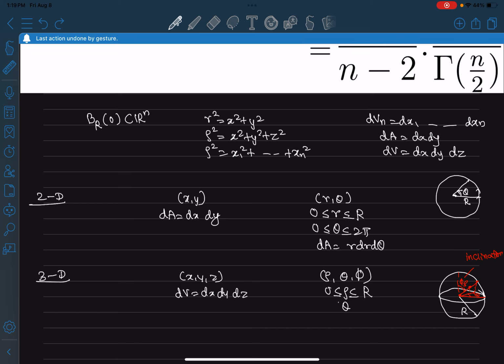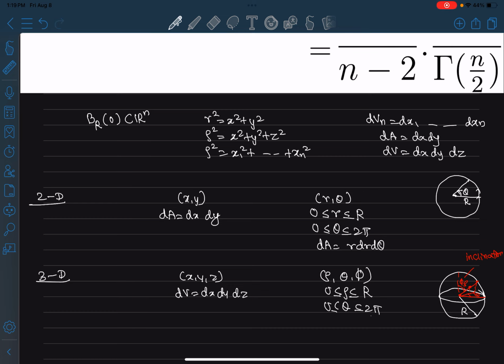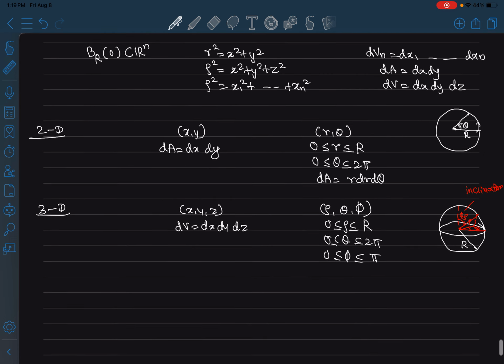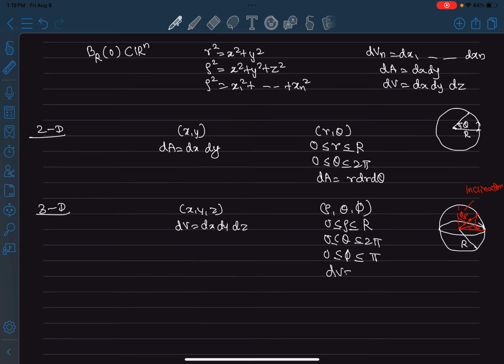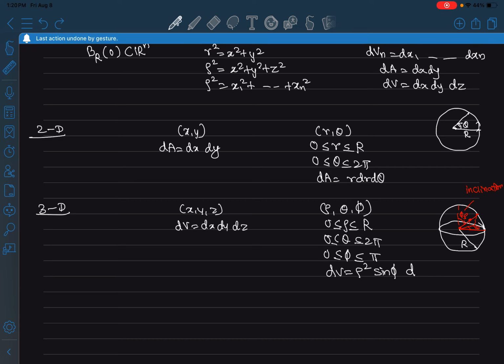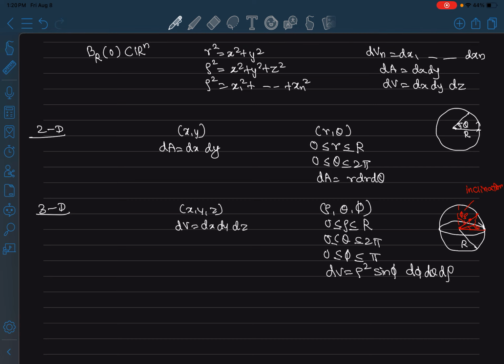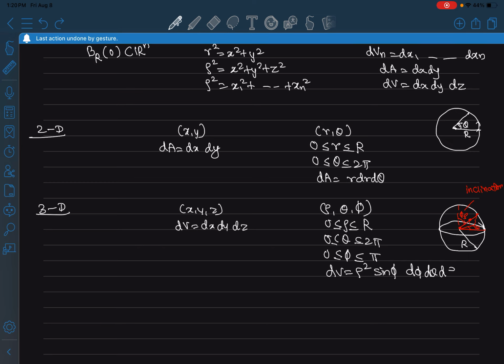So while theta goes from 0 to 2 pi, the inclination angle can only go from 0 to pi. So the values for rho, theta, and phi in this range can actually locate any point on the sphere, right? This is how the spherical coordinate system works, and dV in this case is rho squared sine phi, and then you can write d rho, d theta, d phi, or in the opposite order, d phi, d theta, d rho. Okay, I think it's pretty clear till now.